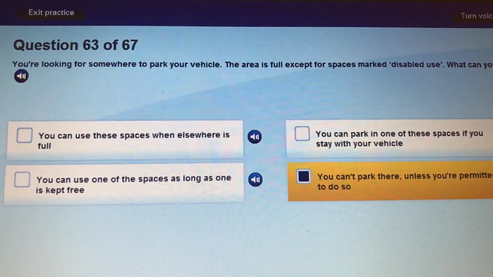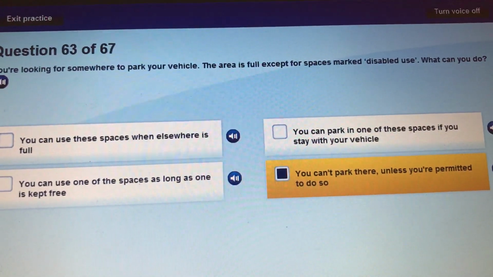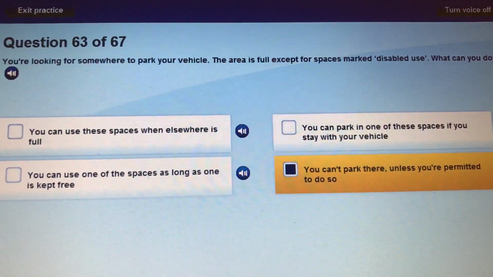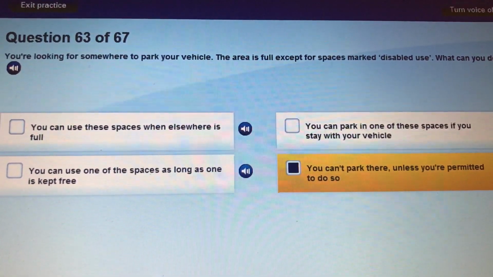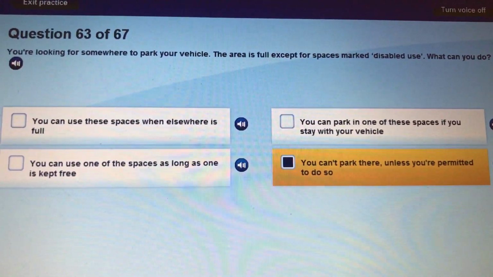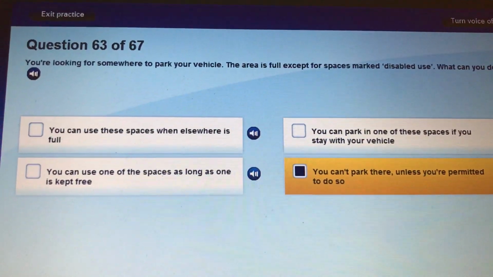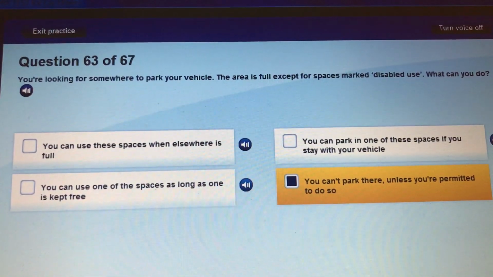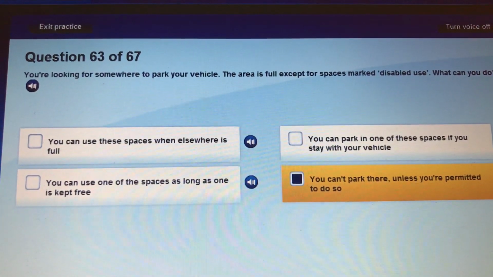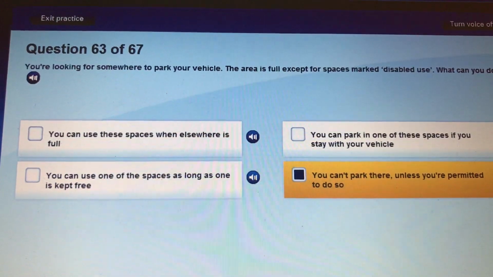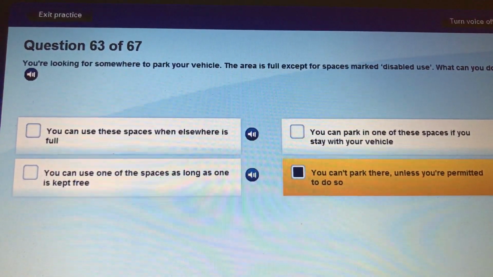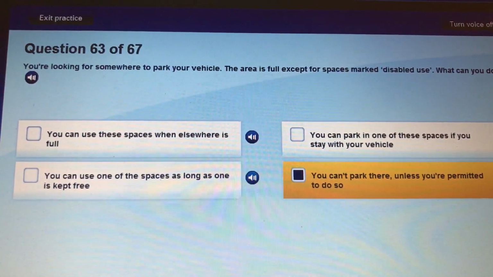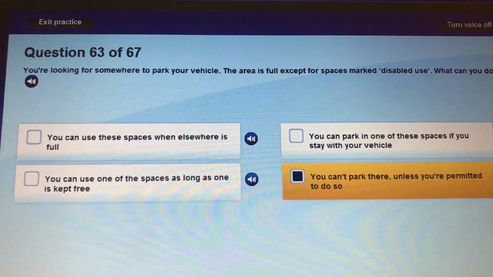You are looking for somewhere to park your vehicle, but area is full, except there are spaces for disabled use. Can you park your car in the disabled parking bay? Only disabled drivers, they have permission to park in a disabled bay parking. So you cannot park there unless you are permitted to do so, and disabled drivers are given a blue badge to display.